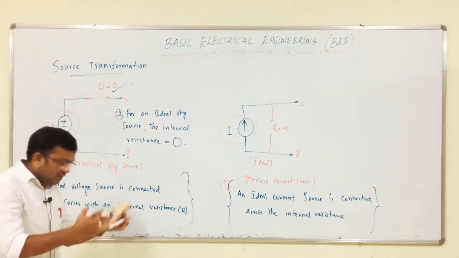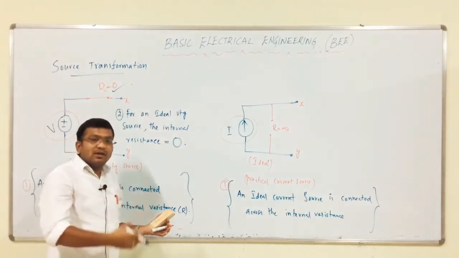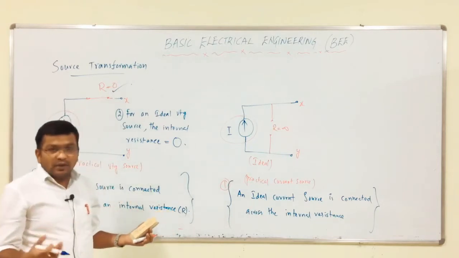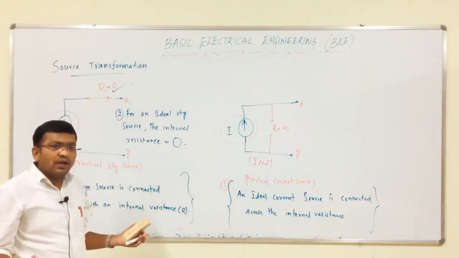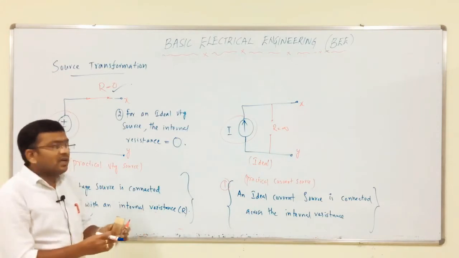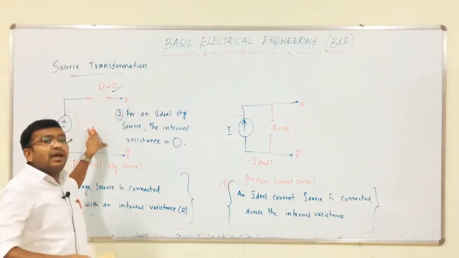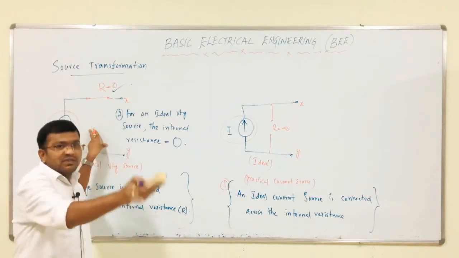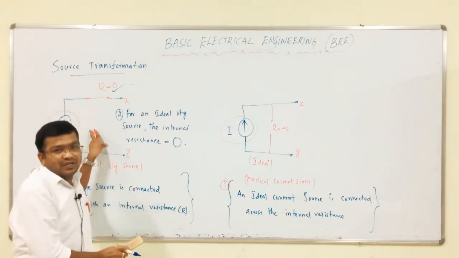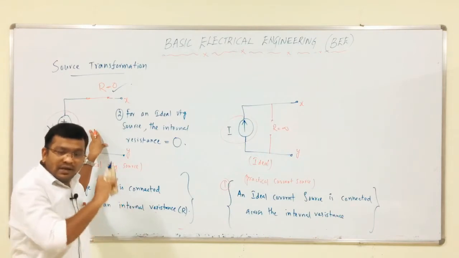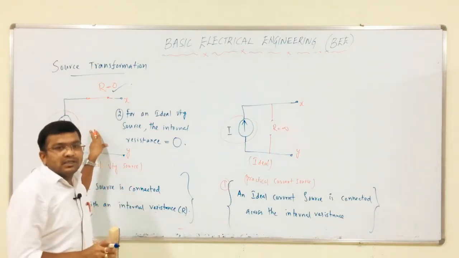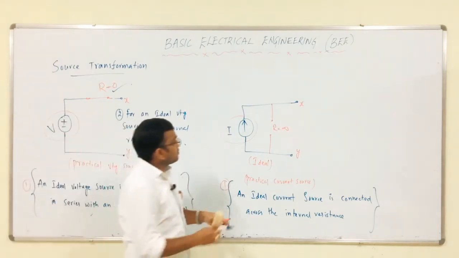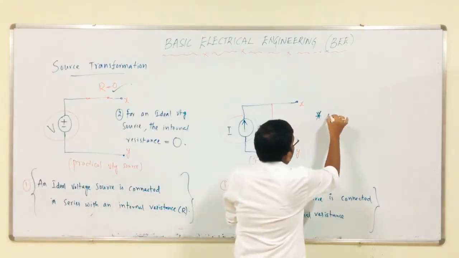If we consider practical voltage source, which is the combination of ideal voltage source in series with the resistance, for ideal voltage source the internal resistance should be 0. If we have voltage source in series with resistance, that is practical voltage source, but generally we do not have any ideal components in the universe, we have only practical components.